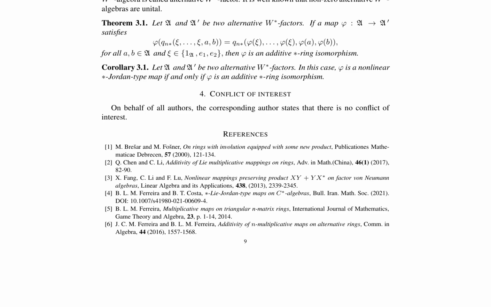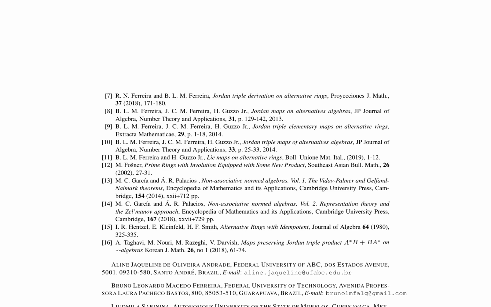The main result of the paper is Theorem 2.1, which states that if A and A' are two alternative factors, then any Lie-Jordan type map between them is an additive ring isomorphism. This theorem is proven by showing that the map preserves the new product and the involution, and then using these properties to establish additivity. In the application section, the authors apply their results to alternative algebras and W*-factors. They show that any Lie-Jordan type map between two alternative W*-factors is an additive ring isomorphism, and that any nonlinear Jordan type map between two alternative W*-factors is also an additive ring isomorphism.